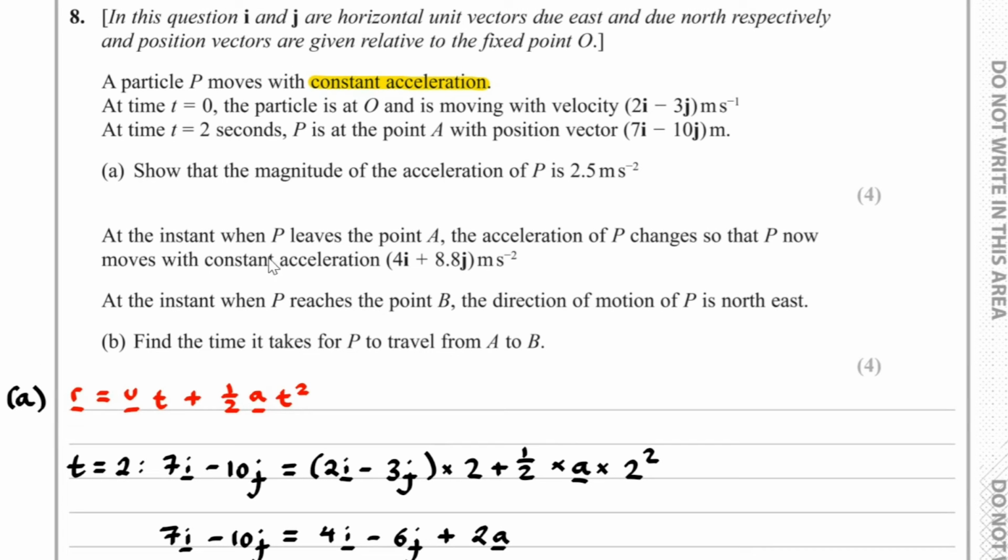And then for part B, at the instant when P leaves the point A, the acceleration of P changes so that P now moves with constant acceleration 4i plus 8.8j meters per second squared, and at the instant when P reaches the point B, the direction of motion of P is northeast. We have to find the time it takes for P to travel from A to B.